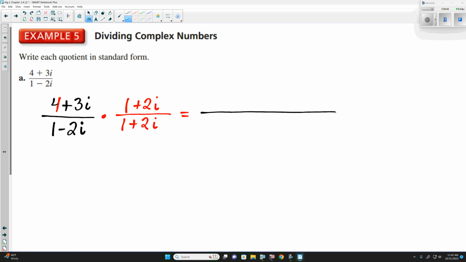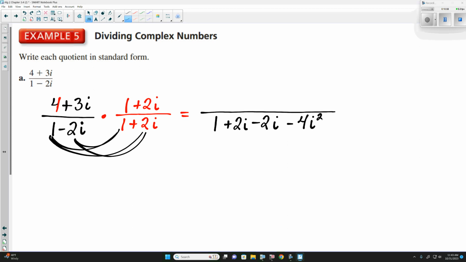And if we did this product, on the bottom we would do 1 times 1, which is 1, then 1 times positive 2i, which would be positive 2i. Negative 2i times 1 would be negative 2i. And negative 2i times 2i would be negative 4i squared.